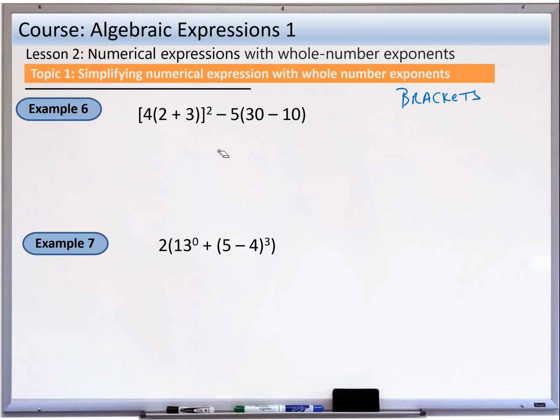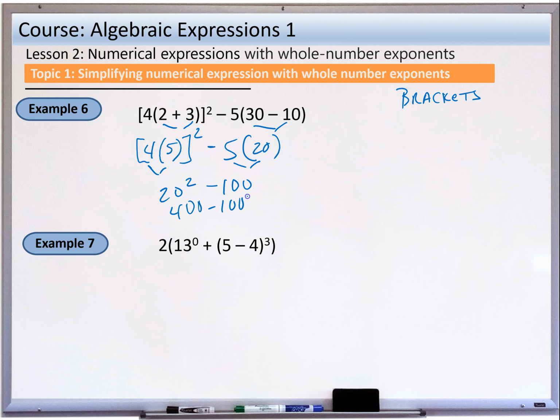So I'm going to go ahead and do both these parentheses at the same time. And I have 4 times whatever 2 plus 3 is, which is 5. And then when I'm done with all that, I'm going to square it. I'm going to take 5 and multiply it by 30 minus 10, which is 20. So now I have 4 times 5, which is 20. I need to square that, minus 5 times 20, which is 100. 20 squared is 400, minus 100, and that gives me 300.